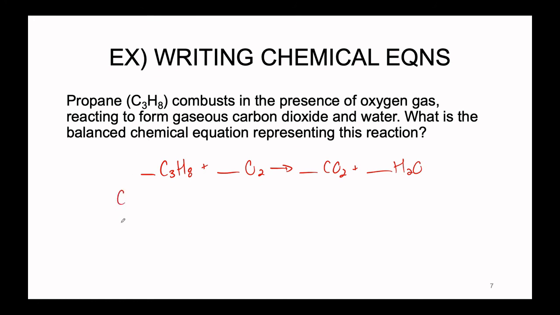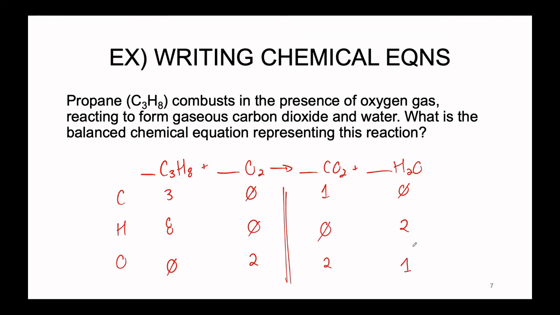So numbers of carbons, numbers of hydrogens, numbers of oxygens. We can see a total of 3 carbons, 8 hydrogens, no oxygens underneath our C3H8, 0 carbons, 0 hydrogens, and 2 oxygens underneath the O2, 1 carbon and 2 oxygens underneath the CO2, and 2 hydrogens, 1 oxygen underneath the water.